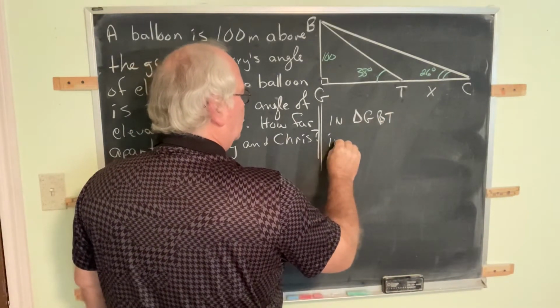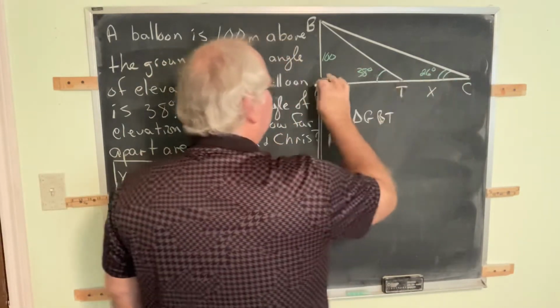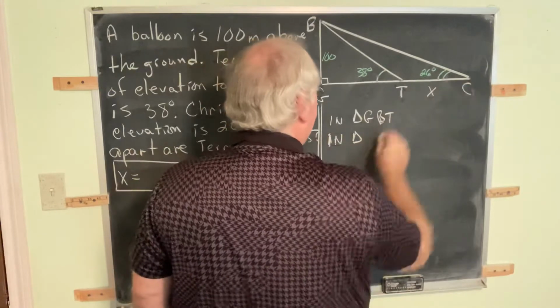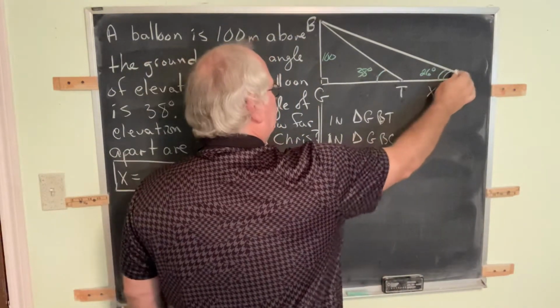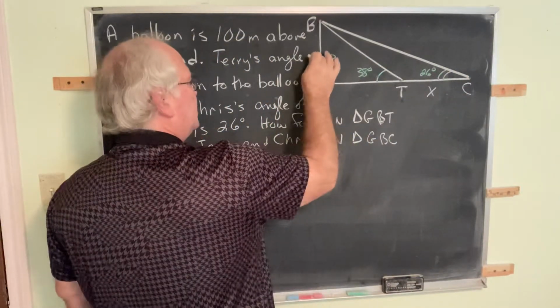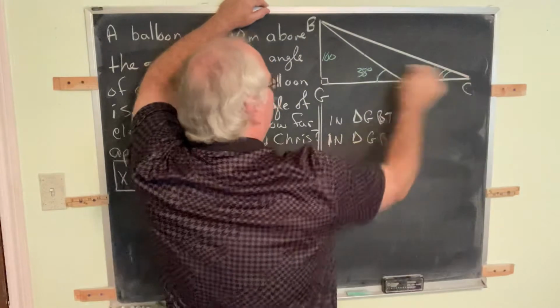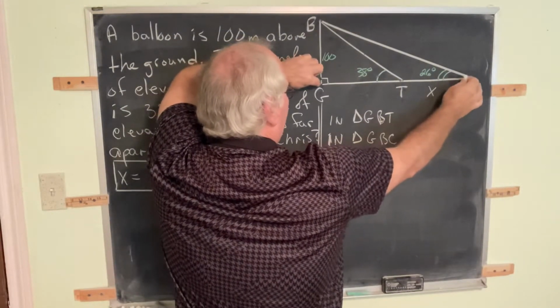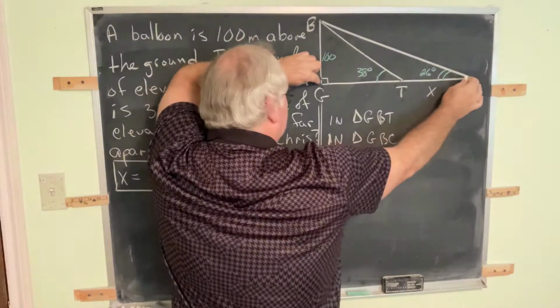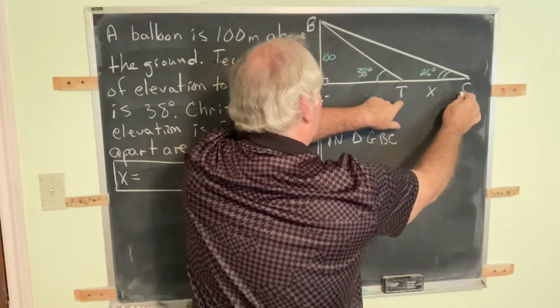In the outside triangle, GBC, we have this angle given at 26 degrees. We still know this side is 100. We are now ignoring this piece of the picture. And so from those two, we can find, for example, this distance. Problem is we don't want that distance. We want the distance between C and T.